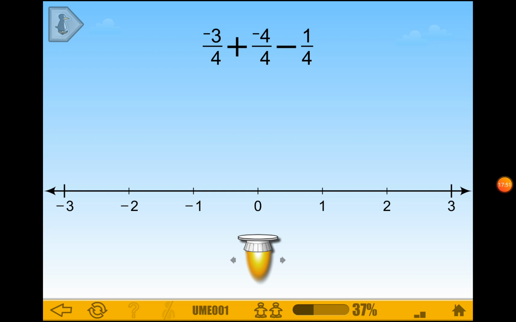-3/4 minus 1. So that would be -1 3/4, which would be -7/4. So we have -7/4 minus 1/4. So that would be -8/4, which would be right there.